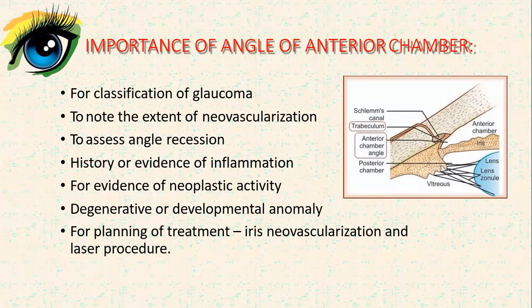So what is the importance of the angle of the anterior chamber? We have read the whole thing about the angle of the anterior chamber, but first and foremost is the classification of glaucoma. Glaucoma is one of the sight-threatening diseases due to changes in the intraocular pressure. It has different stages, so we can wait on this. That's why the angle of the anterior chamber is very important. Second, to know the extent of neovascularization. Also the axis of angular recession, is there a change in the angle? We can check it, and any history or evidence of inflammation, evidence of neoplastic activity, any changes over there. Degenerative developmental anomalies, for planning treatment, iris neovascularization or laser procedure. So that purpose is very important.